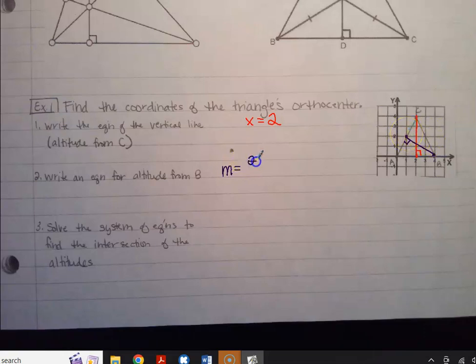Okay, so our slope is 2 over negative 4, which reduces to be negative, what's 2/4 reduced to be? 1/2. Awesome. Okay. So there's our slope for our equation. We know, right, that to write an equation, it's y equals mx plus b. So, because we're wanting to write an equation for the altitude from B.